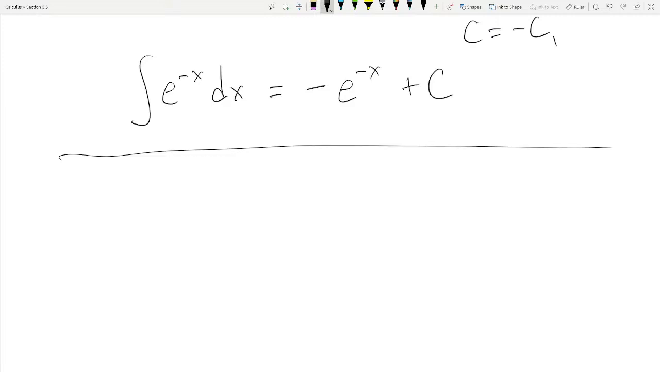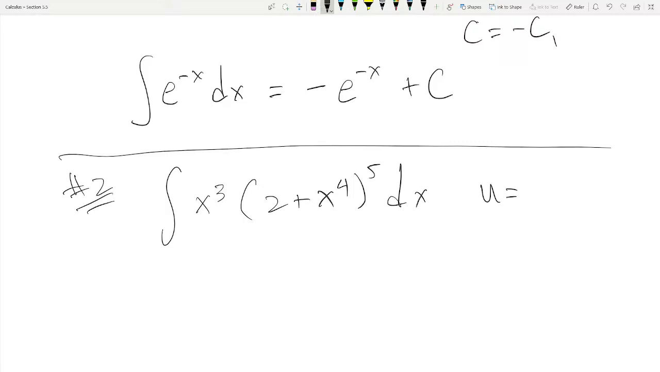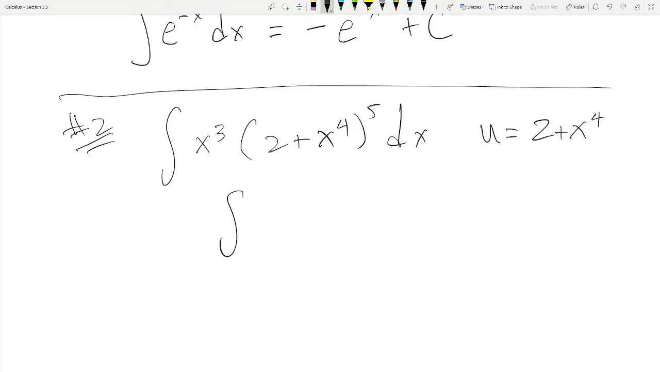Okay, let's move on to number 2. Number 2 is the integral of x cubed times 2 plus x to the fourth, to the fifth power, dx, and they suggest making u equal to 2 plus x to the fourth. That's a fine suggestion. Now, the idea here is that you're a world expert, I hope, in fact that's a prerequisite for this problem, at doing this integral: something to a power.